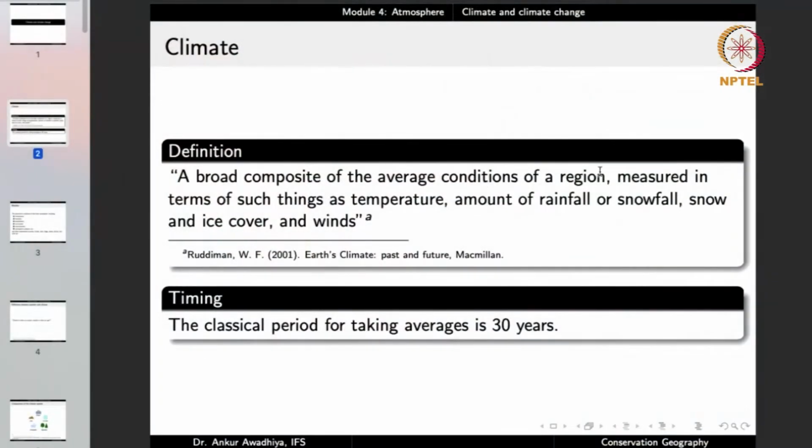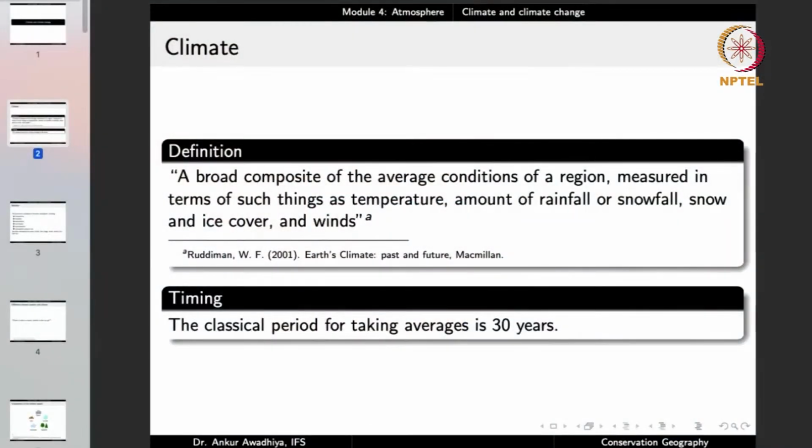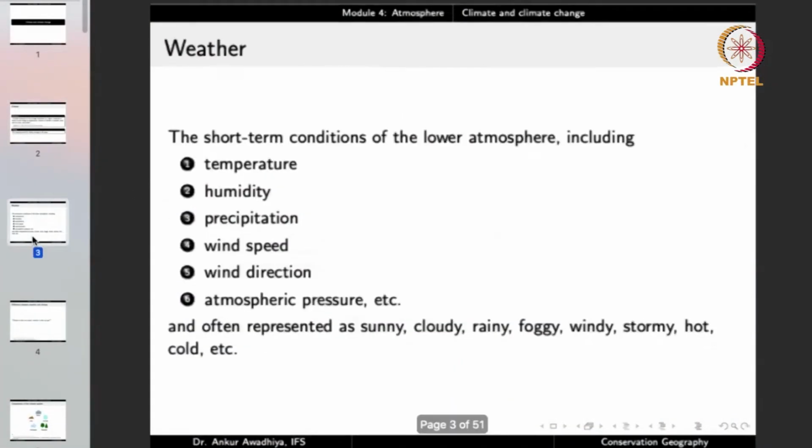Now, when we talk about climate, we are asking the question, what is the average condition of a particular place in a particular time? And when we talk about average conditions, we are taking long-term averages over 30 years. So we ask the question, on an average, in any particular region, what is the temperature? Is it a high temperature area or a low temperature area? What is the average amount of snowfall or rainfall? Is this area a dry area or a moist area? Snow and ice cover, if they are applicable, and the winds. Is this area a windy area or a calm area? So we are taking long-term averages and we are asking the question, what are the average conditions in the particular area? Now this is different from weather.